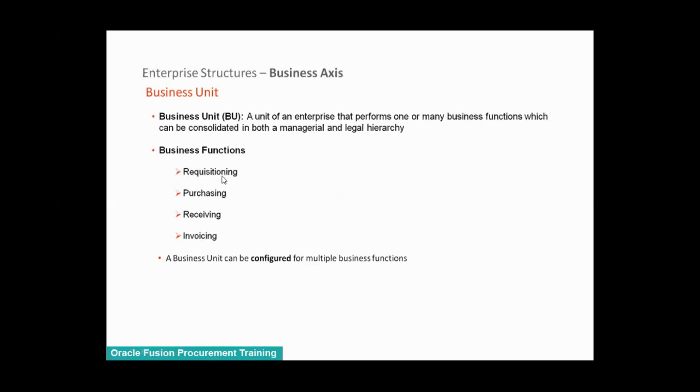Okay, suppose if you are selecting requisition business function, then from this business unit we can create requisitions. If you are selecting purchasing business function, from this business unit we can raise purchase orders. If you are selecting receiving function, then from this business unit we can perform receiving, and then invoicing in the same way. So the purpose of the business unit can be selected based on the business functions that we configure to the business unit. Okay. Any questions?